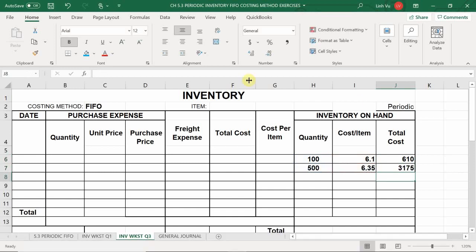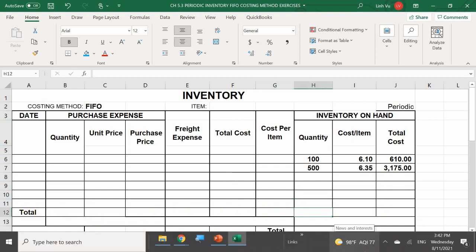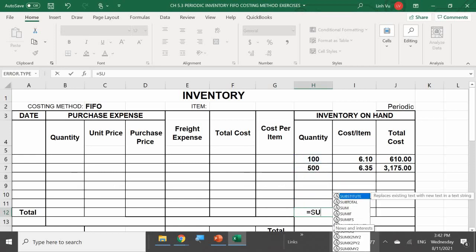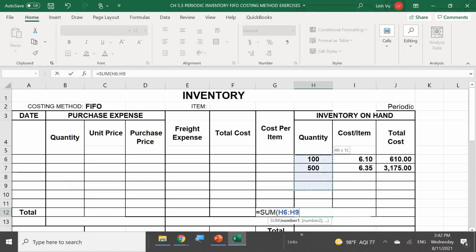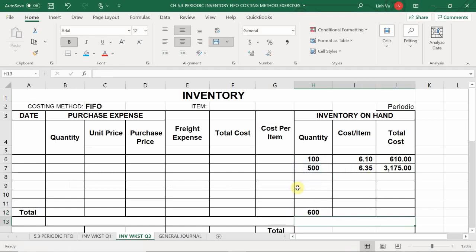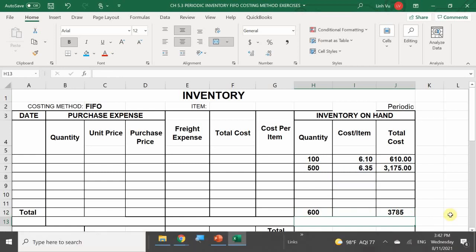And for the sake of this, I'm going to go ahead and just make that color reference. You don't have to use it, but I just want to make sure that you know where these numbers are coming from, and then the next time you do the inventory worksheet, you could drop the colors. So this tells me where I pulled these numbers from, which is my beginning inventory, which was 600 units, costing a grand total of $3,785. So that's what I do when I have beginning inventory: I plug this number into my inventory on hand table.